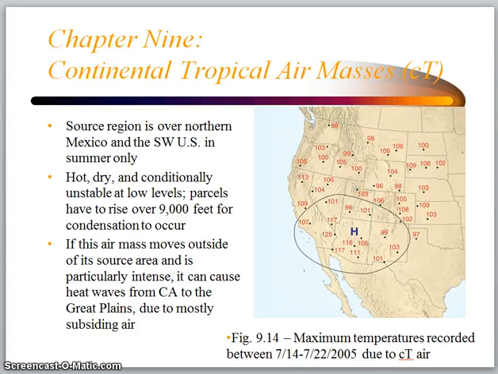These are hot, dry blobs of air that are conditionally unstable. If they do lift high enough, they can produce thunderstorms if there's moisture present, but mostly they're just hot and dry and are the major source of heat waves over the southwestern and southern U.S. in the summer.